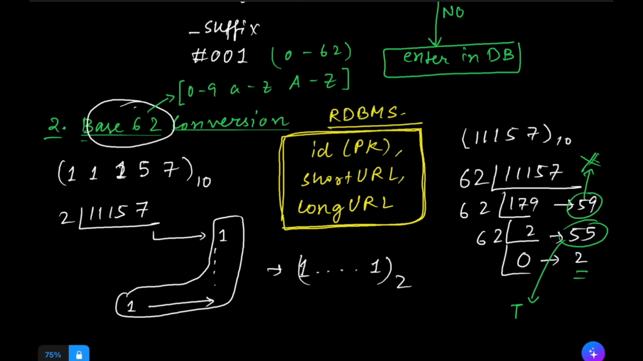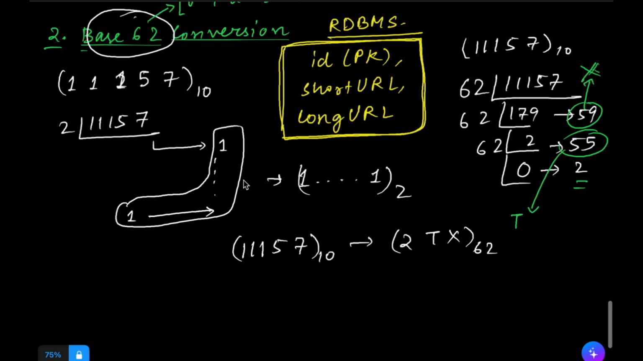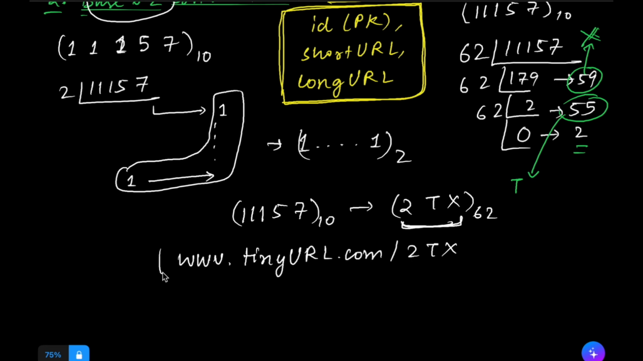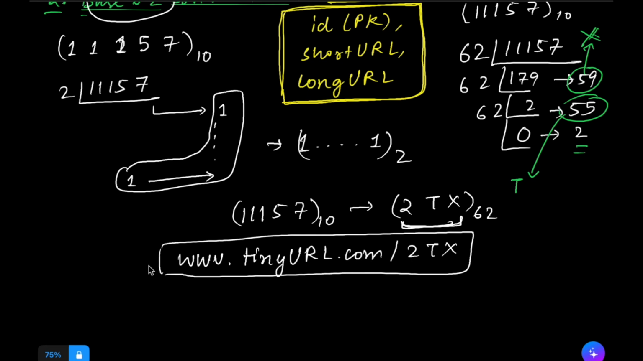So finally what it boils down to is, in base 62 conversion, 2tx base 62. So if I have a long URL, the short URL would look like tinyurl.com/2tx. But now the question is, how do I get this number?